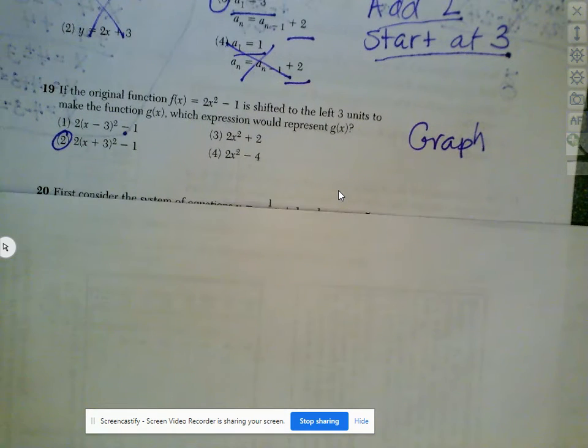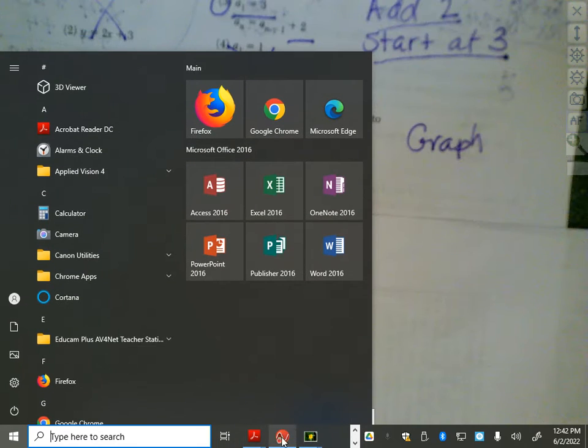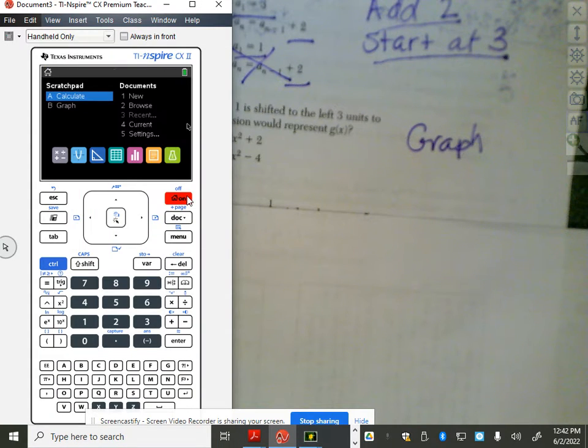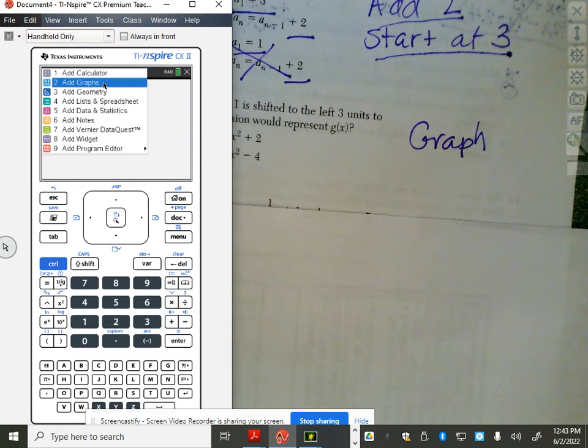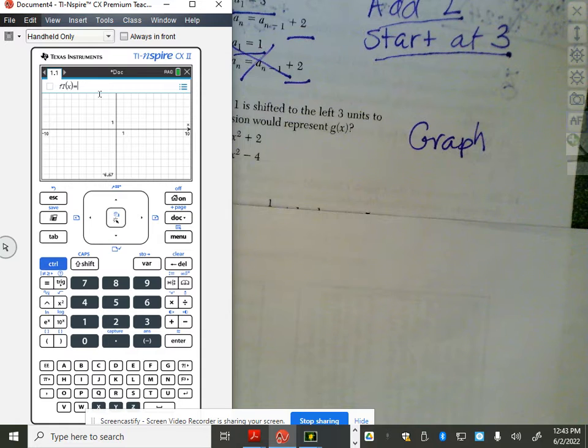Okay, the next one says, if the original function 2x squared minus 1 is shifted to the left 3 units to make the function g of x, which expression represents g of x? So what you're going to do here is go to graph. The first thing we want to do is graph the original equation that we're given, and then we want to type them in until we find one that matches a shift left 3 units.